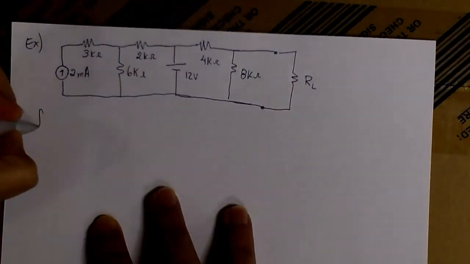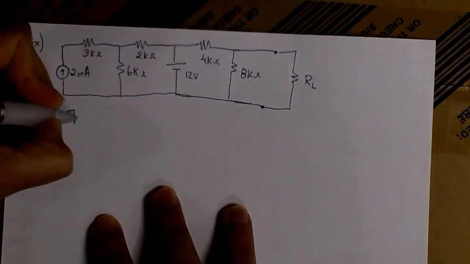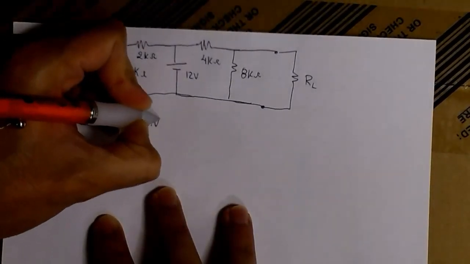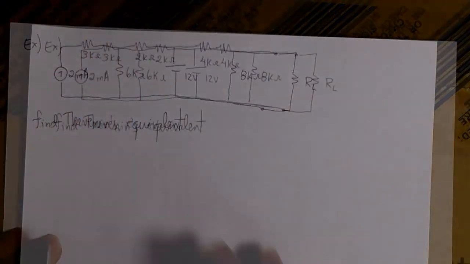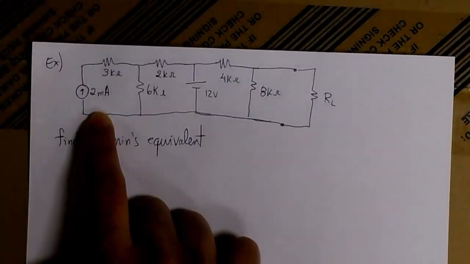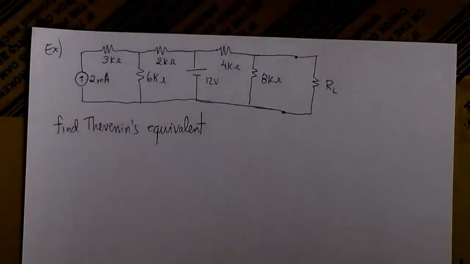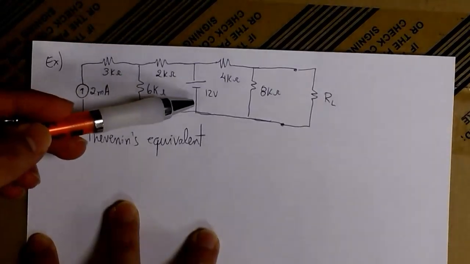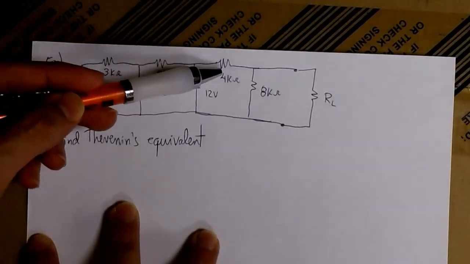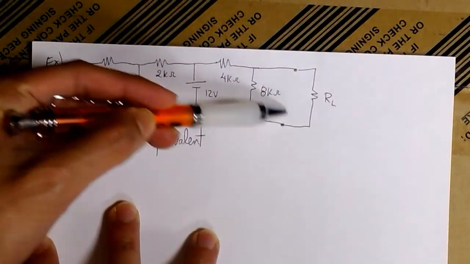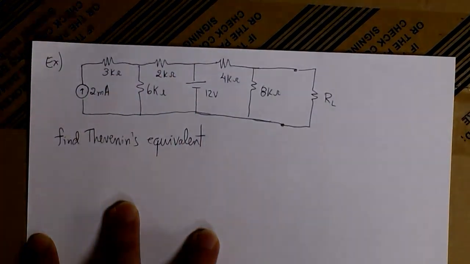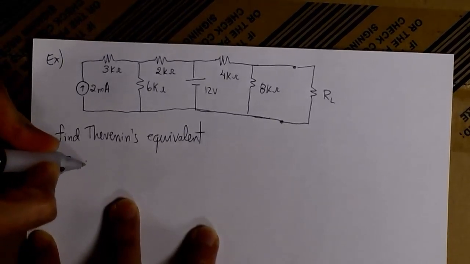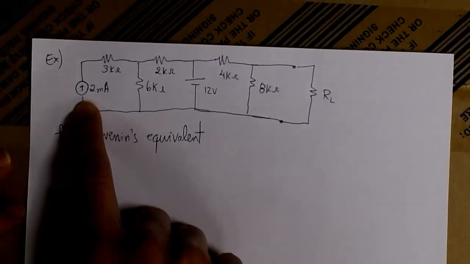Now in this second example, we have a circuit with one voltage source and one current source, and we want to find the Thevenin's equivalent as well. So we have here a current source, 3 resistors, then we have the voltage source between these 2 points, 4K and 8K, then we have the load. We want to find Thevenin's equivalent. That basically means we have to find R Thevenin and V Thevenin. So let's start with R Thevenin.